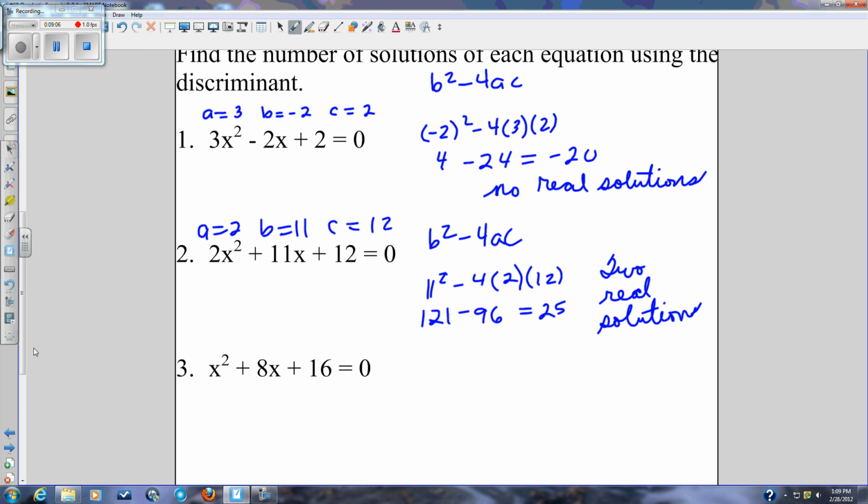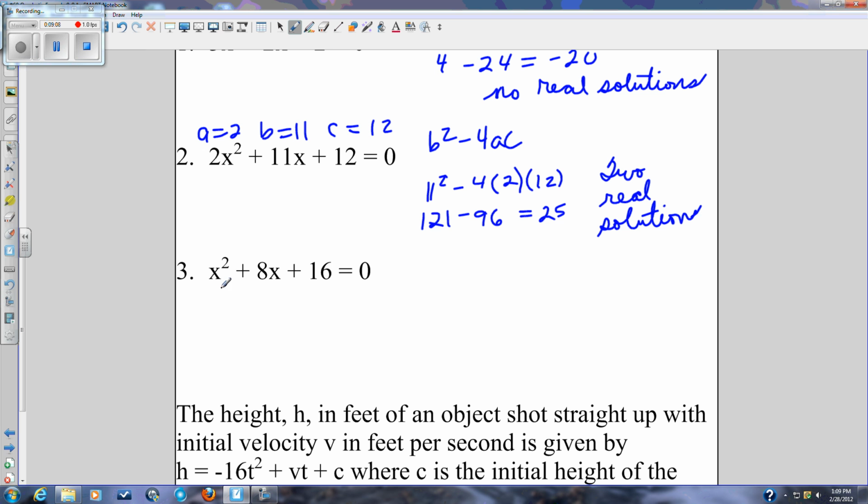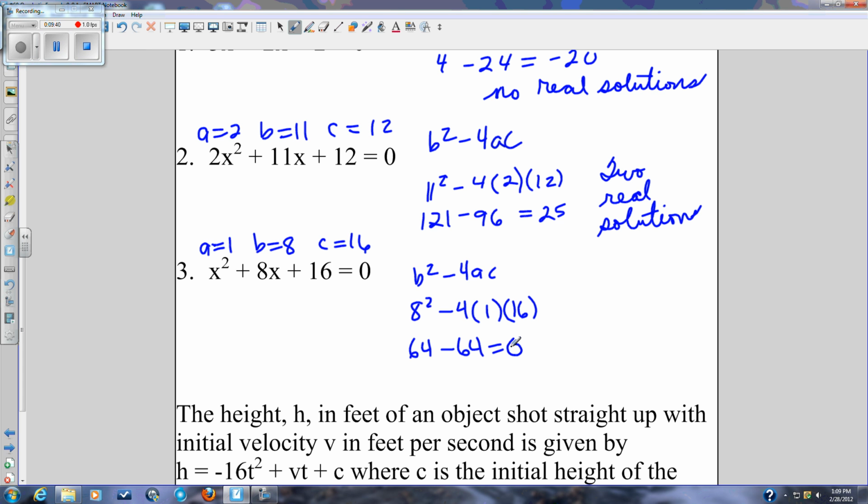The last problem here, A is 1, B is 8, and C is 16. So we want to know how many solutions does x squared plus 8x plus 16 have? So plug your numbers into b squared minus 4ac. So you have 8 squared minus 4 times 1 times 16. Well, 8 squared is 64. 4 times 1 times 16 is also 64. 64 minus 64 gives you 0.